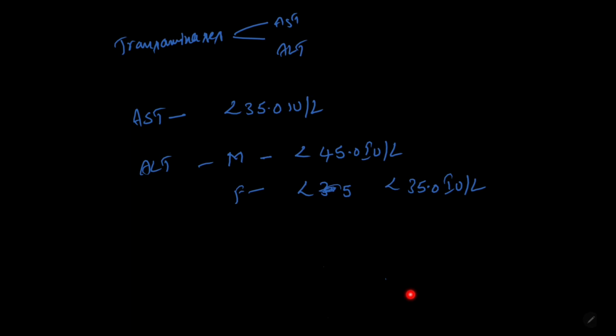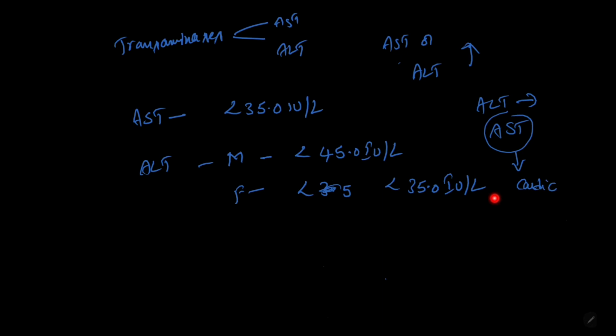In any liver disease condition, AST and ALT values will be elevated. ALT is more sensitive compared to AST in case of liver diseases. AST is more sensitive in case of cardiac diseases. So these are the transaminases and their reference ranges.